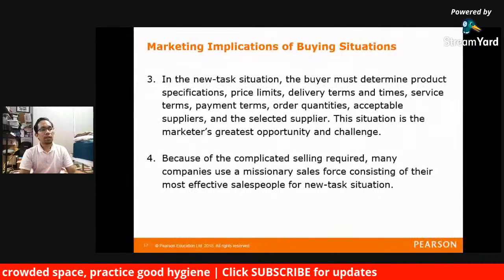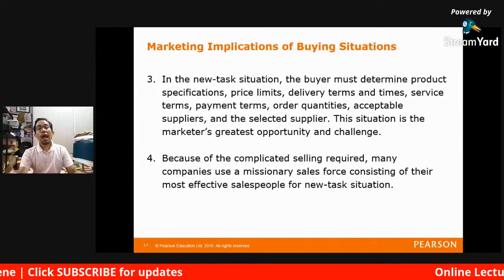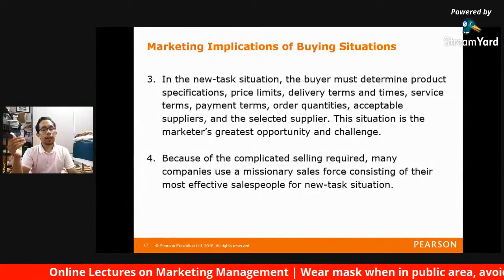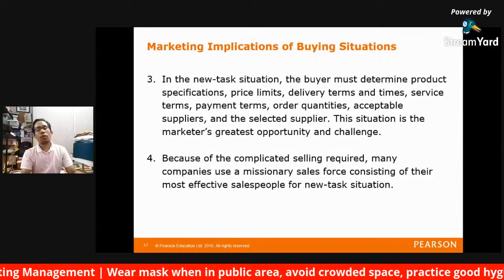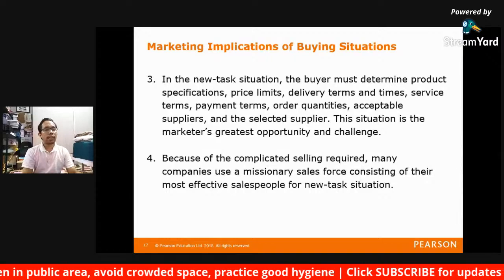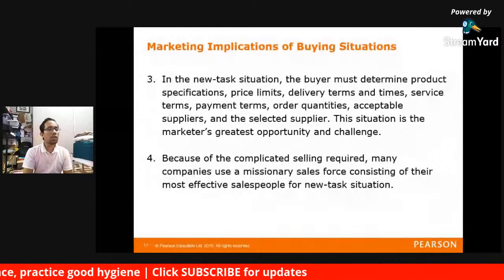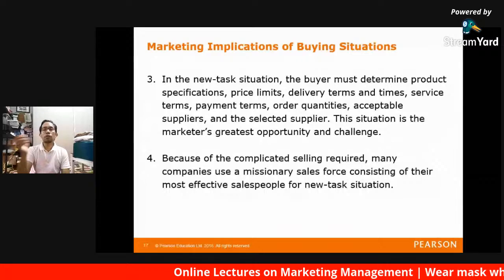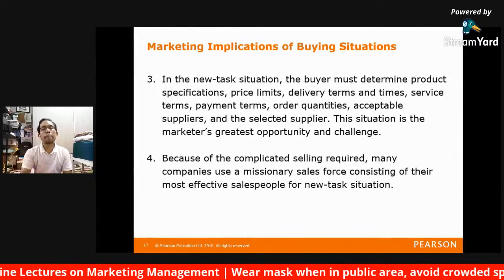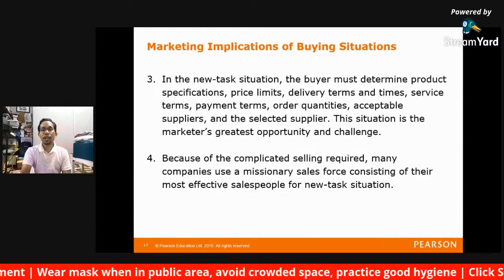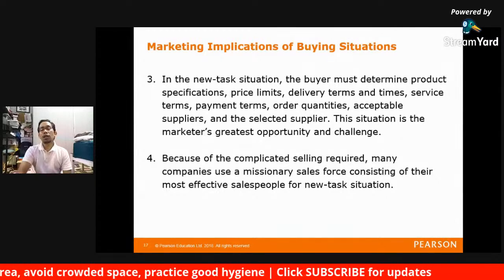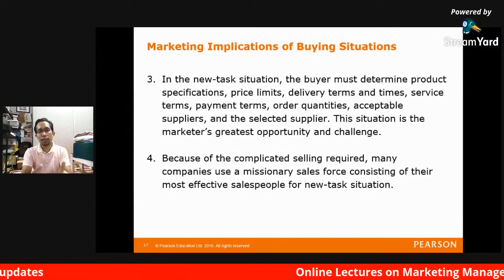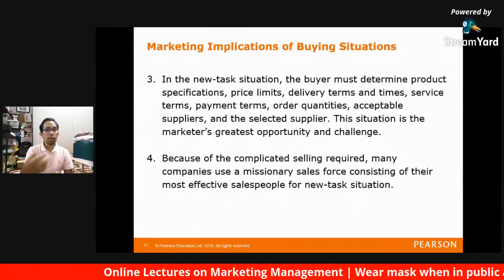This situation is a marketer's greatest opportunity and challenge, because as a marketer you need to go influencing, informing, enhancing, and of course persuading. Because of the complicated selling required, many companies use a missionary sales force consisting of their most effective salespeople for new task situations. If a company requests an explanation of a product, usually we don't come alone. We come together with a team, since we try to put everything in the mind of the committee.